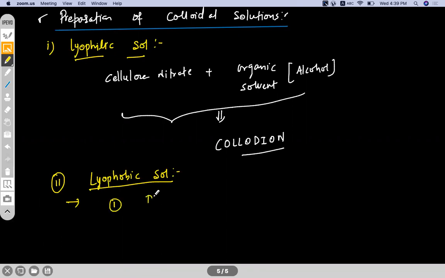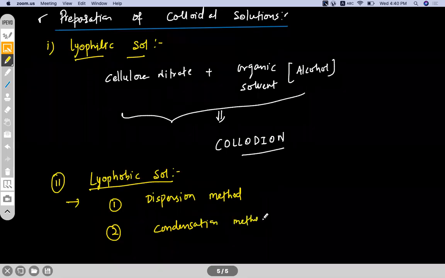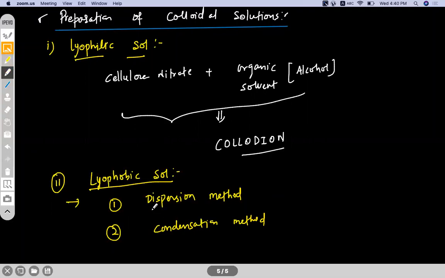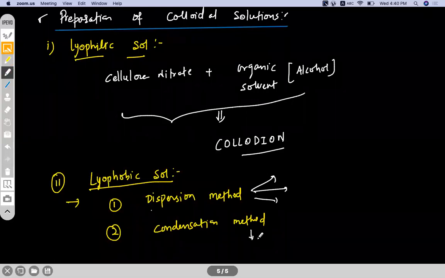One is the dispersion method, and the second one is the condensation method. Dispersion method again has three types, that we'll see in the next slide. In condensation method we also have different ways. We can exchange solvent and get this kind of colloids. Like NaCl and AgNO3, a double decomposition reaction, may also form this kind of colloids.